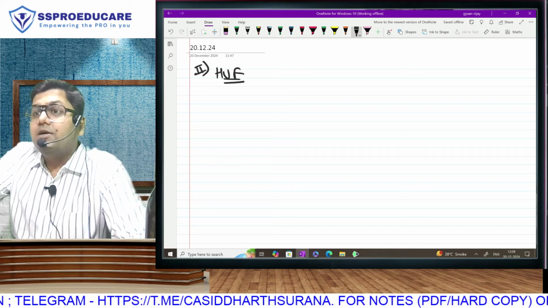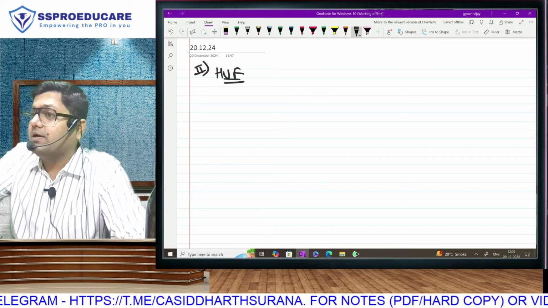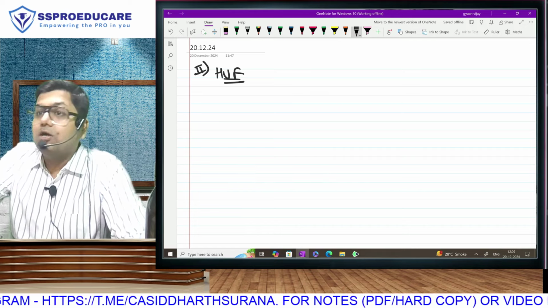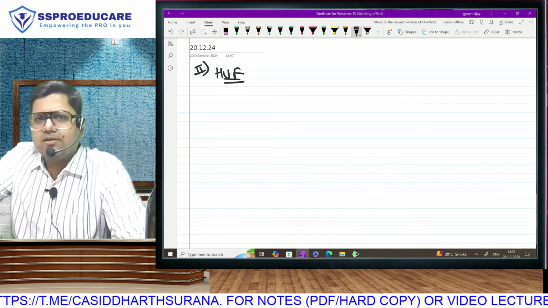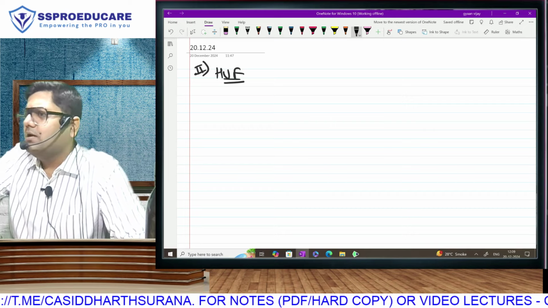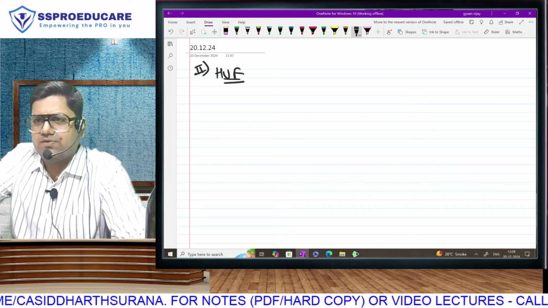And the third condition, deemed to be resident without ever coming to India. If you are a citizen and you are not a resident in any other country and that income exceeds 15 lakh, the same income, then you will be considered deemed to be a resident. You fulfill any one of the 3 conditions, you will be a resident.